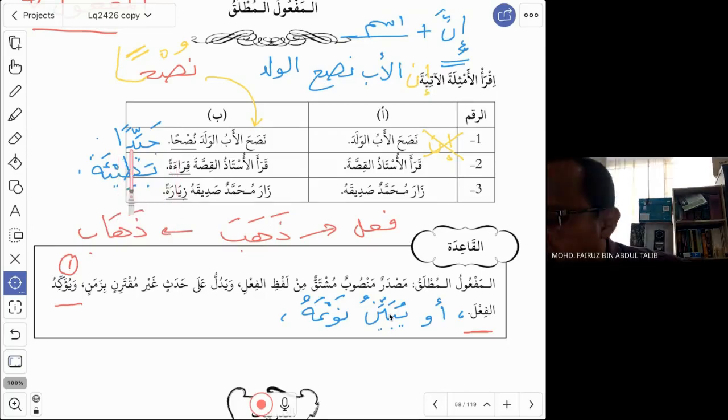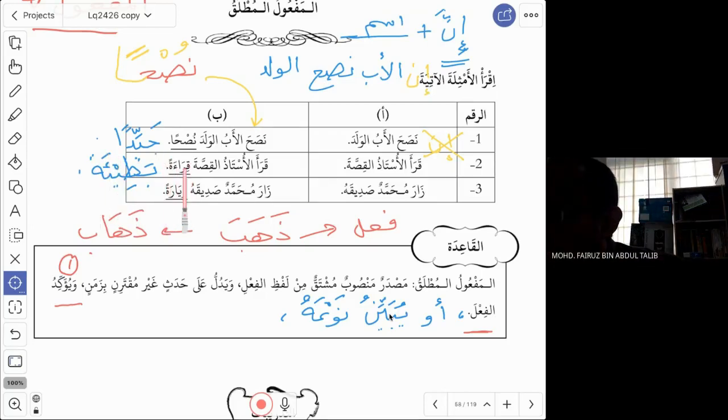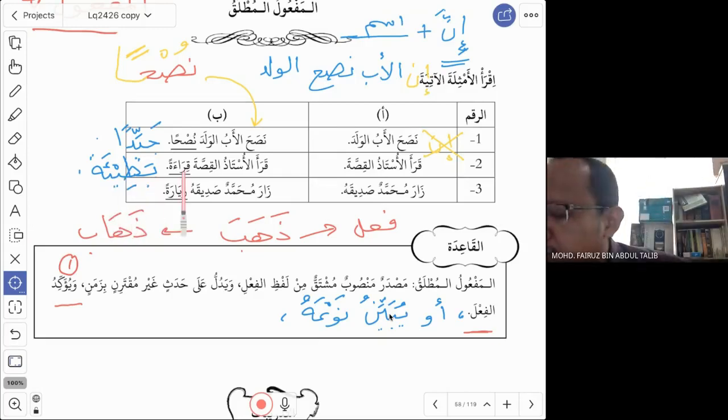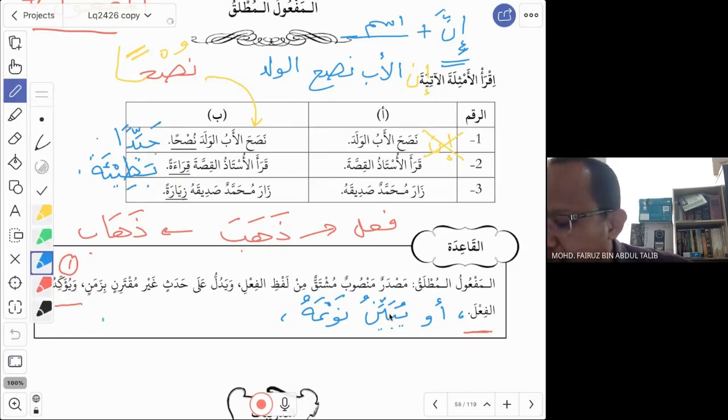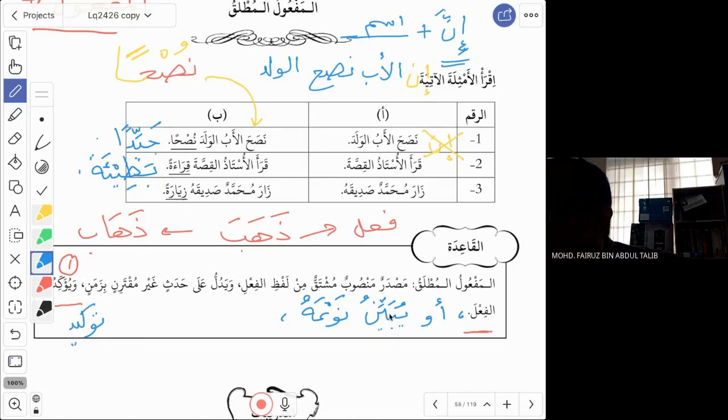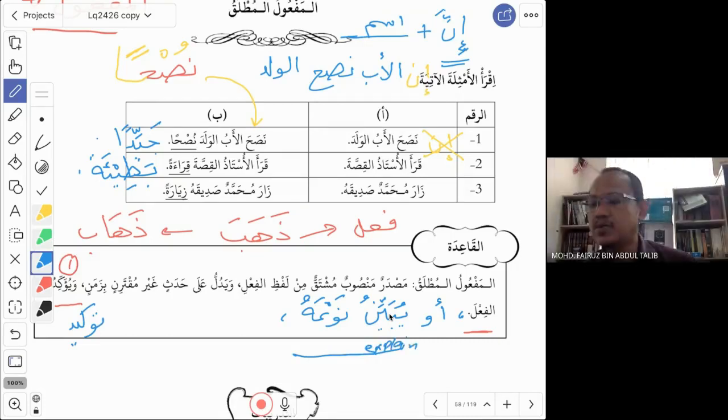So you can see, we still use the same maf'ul mutlaq, but by adding another word after the maf'ul mutlaq, the meaning has changed. The meaning is no longer for tawkid, to emphasize, but this is now to explain what kind of action that is. Whether it is slow or fast and so on.